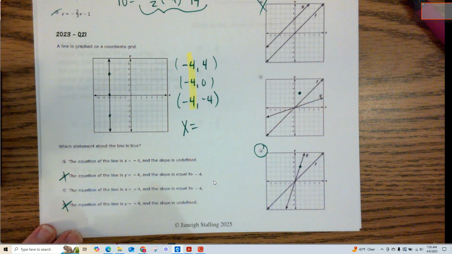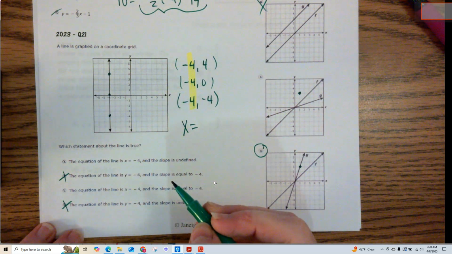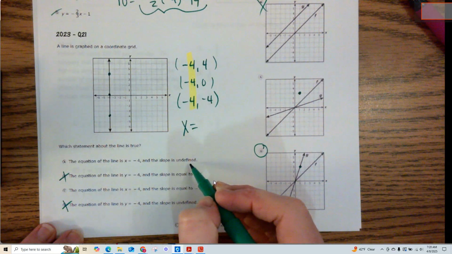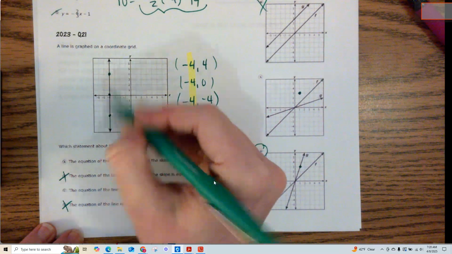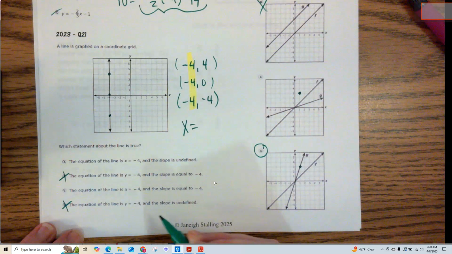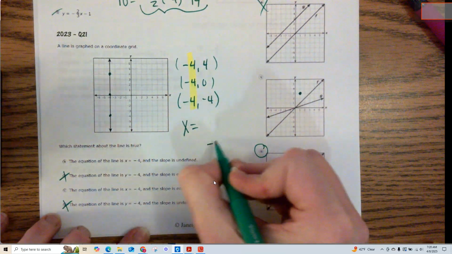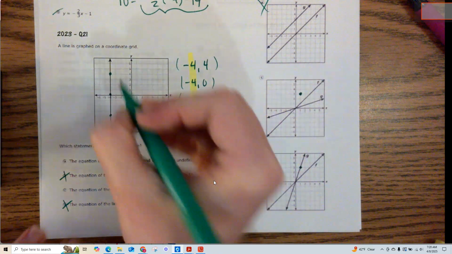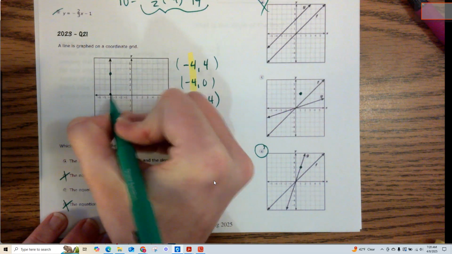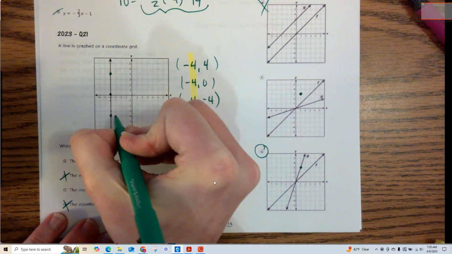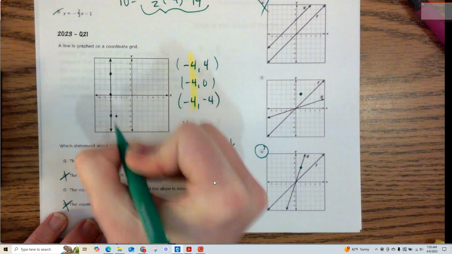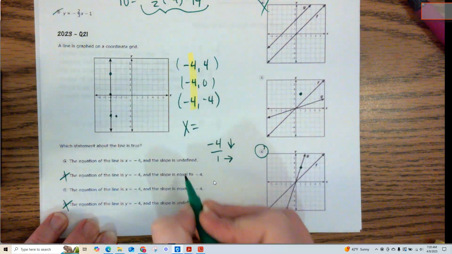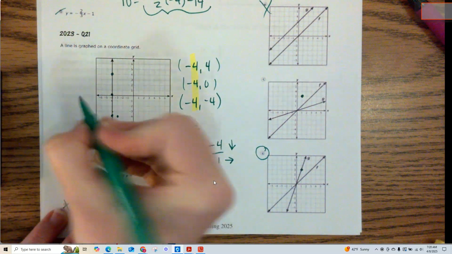Now we have to pick the slope. So this says the slope is equal to -4. This one says the slope is undefined. The slope is undefined. It's vertical. A slope of -4, let's think about that. It means we're going to go down 4 over 1. So I should be able to pick any point and go down 1, 2, 3, 4 over 1, and that line should go through it. Vertical lines, slope is always undefined.